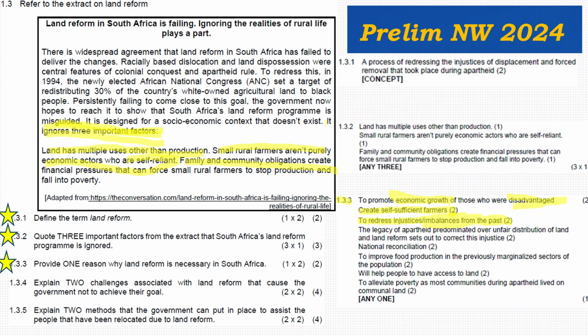predominated over unfair distribution of land, and land reform sets out to correct these injustices. It is addressing injustices of the past. It is meant to make sure that there's national reconciliation. It's like we forgive each other for what happened during the apartheid era when people were forced to move out from their land. It is to promote food production in the previously marginalized sectors of the population, where black people used to live. It will help people to have access to land to alleviate poverty. So you could have chosen one of them.